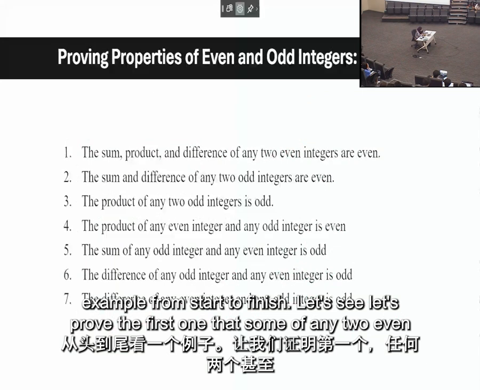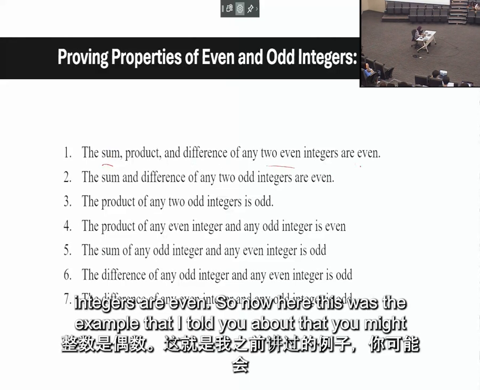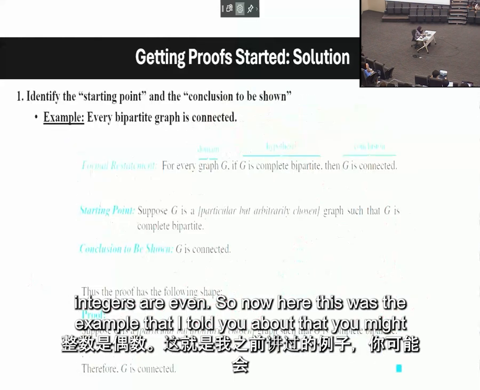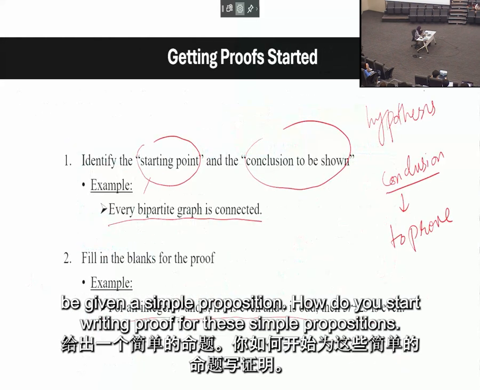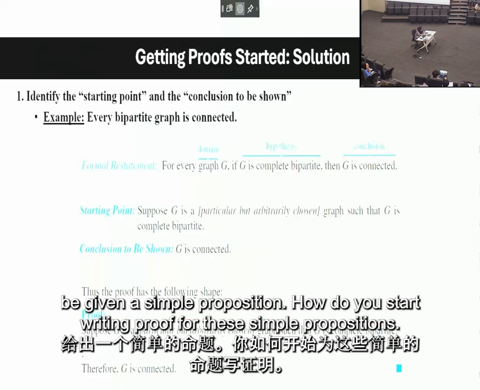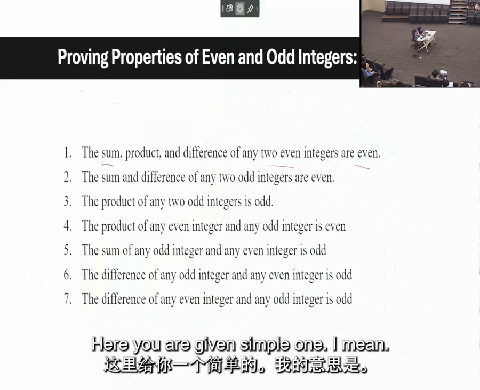Let's prove the first one, that the sum of any two even integers is even. This was the example that I told you about, that you might be given a simple proposition. How do you start writing a proof for these simple propositions? Here you are given a simple one.